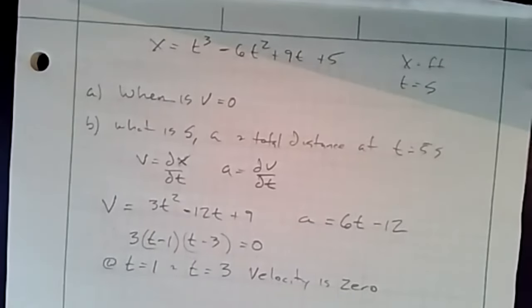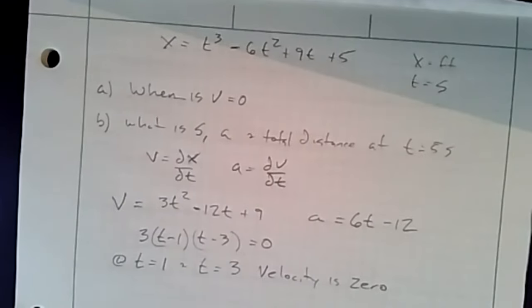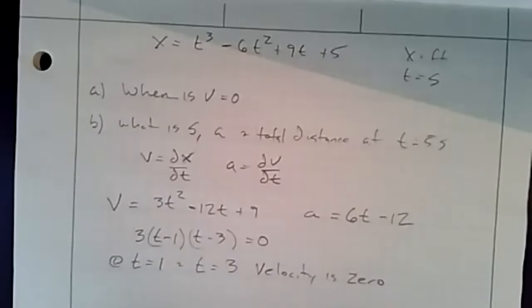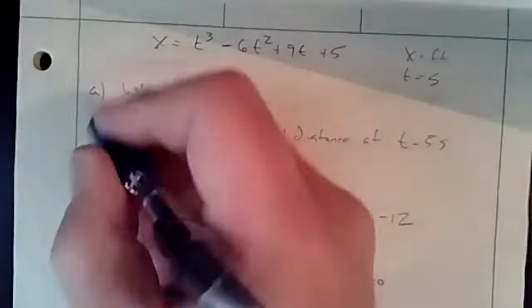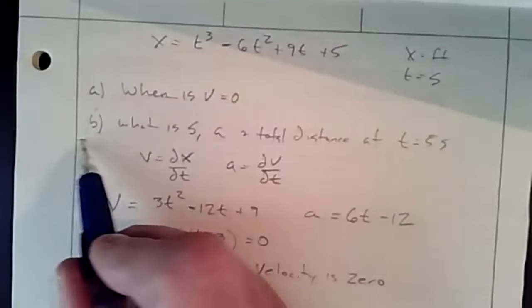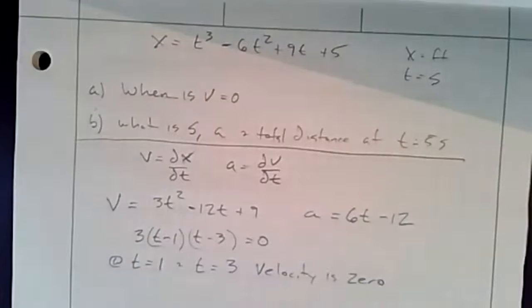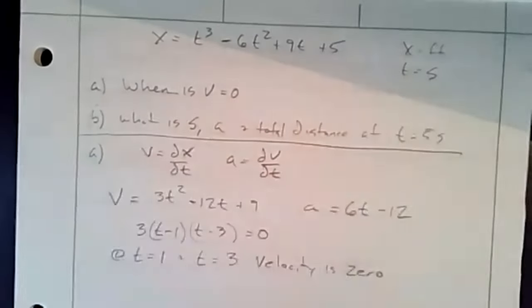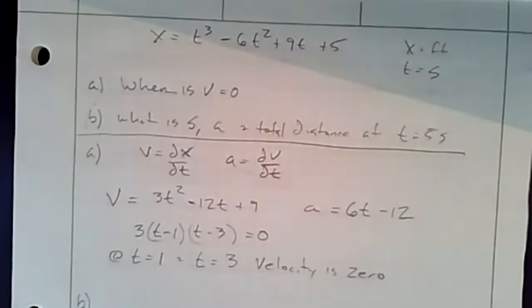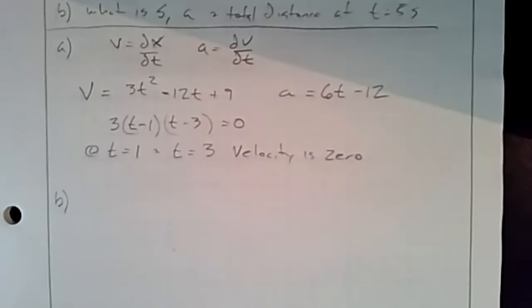Okay, so anything else? All right, so then we have B. Sorry, I should not have written B. I should have separated that line. And then this was part A. Perils of writing. So now we have part B.